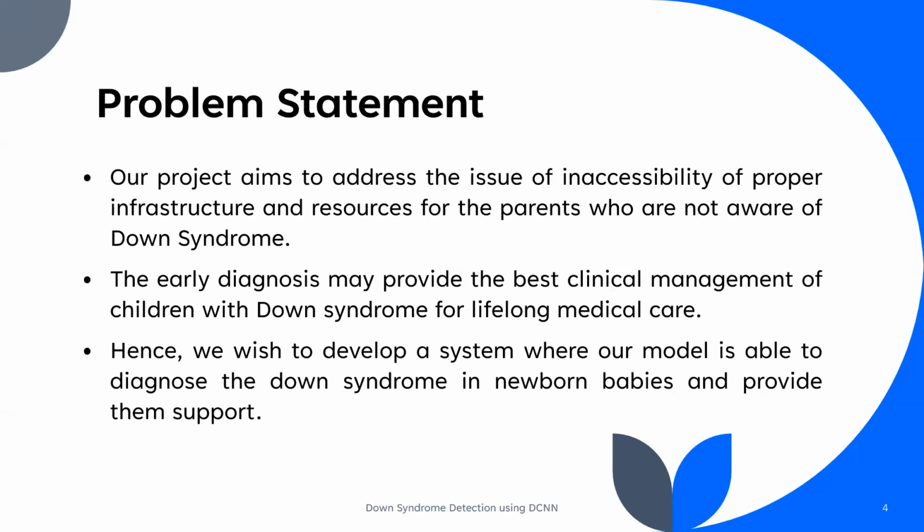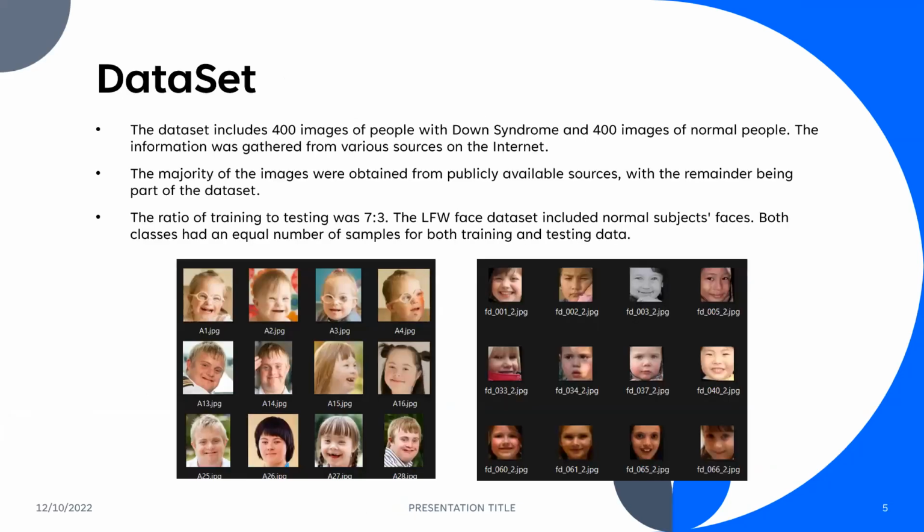Down syndrome is a very sensitive subject, and the data set for Down syndrome was not readily available on the internet. So we compiled the data set from the various internet sources which are available for Down syndrome, and for the normal people, we used a data set from CAPWELL. A total of 400 images of Down syndrome and normal people were used. The data set was then split into training and testing with a ratio of 7:3, and both the training and testing data included equal subjects in order to refrain from any bias.